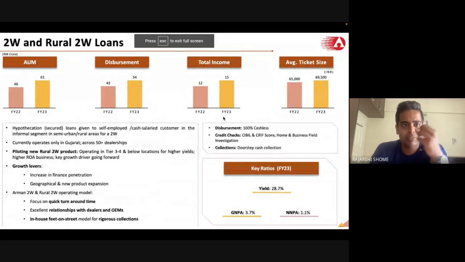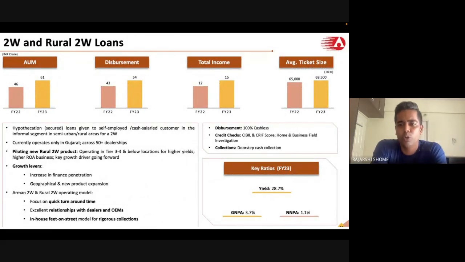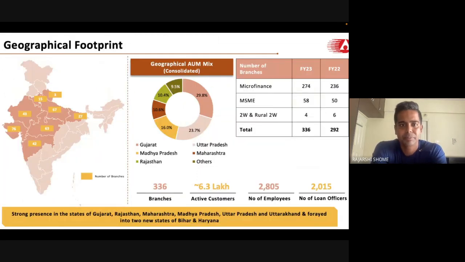Yeah. So now we have the two-wheeler and the rural two-wheeler loan book. Again, you can see the yield is pretty high, but this is a very small part of the book. But again, having said that, you can see the AUM or the disbursal hasn't gone up at that rate. Why? Because in India, if you see the two-wheeler segment has been really struggling for the last 4 or 5 years. And Arman has also said the same thing on the call.